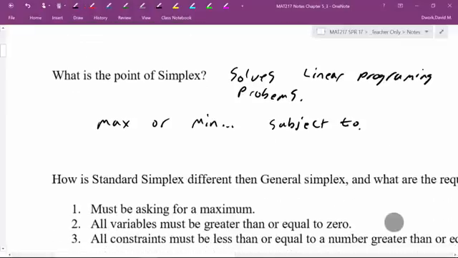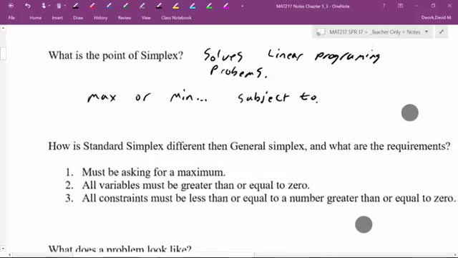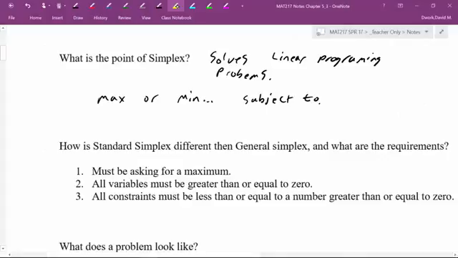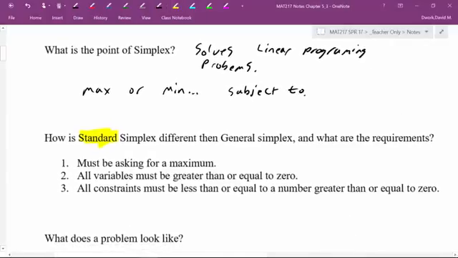Now, to be able to use standard simplex, there are three requirements that must be met. First of all, standard simplex only does maximums. So if the problem's asking you to find a minimum, we're out. We can't do it. And that's what's coming in another section. So don't worry.